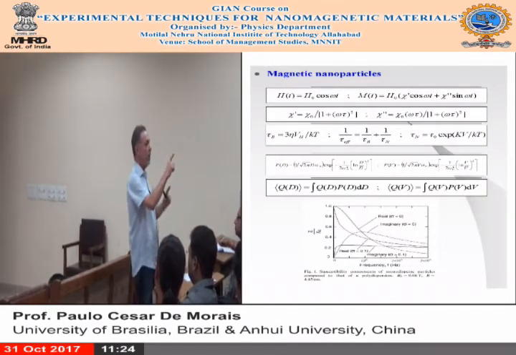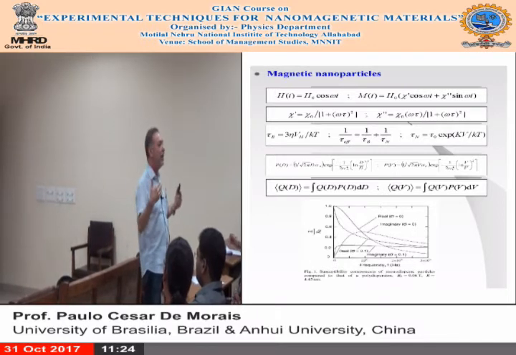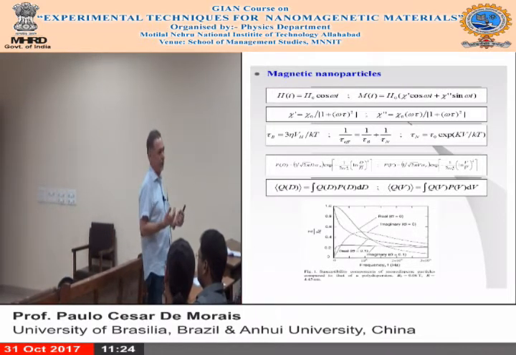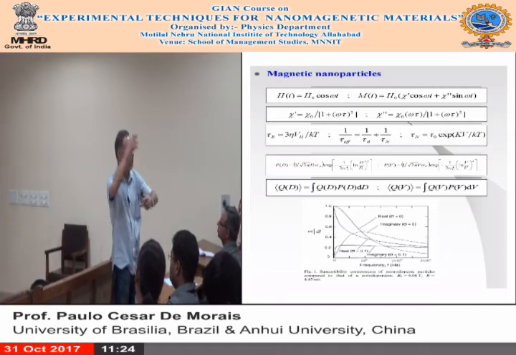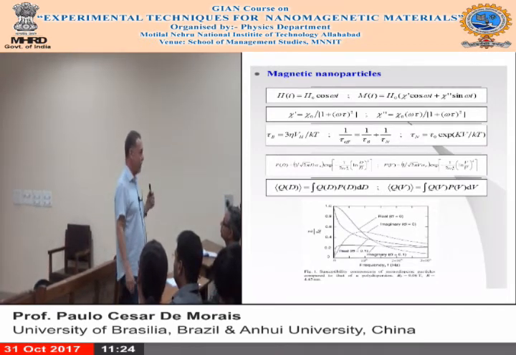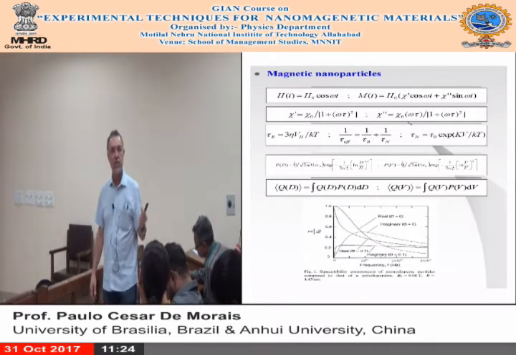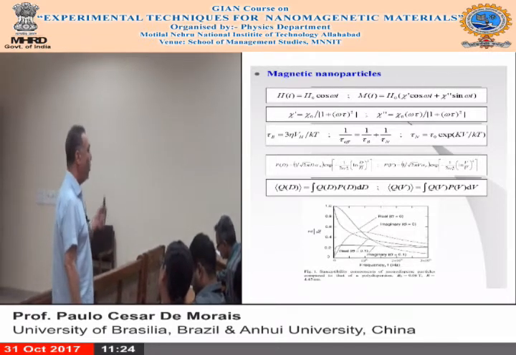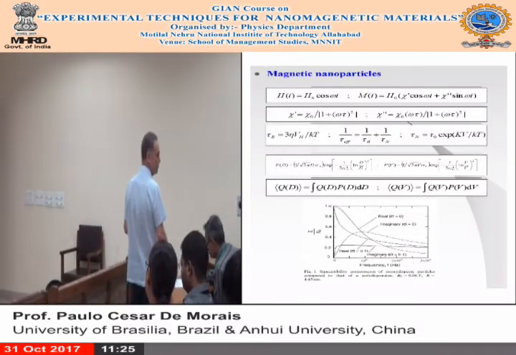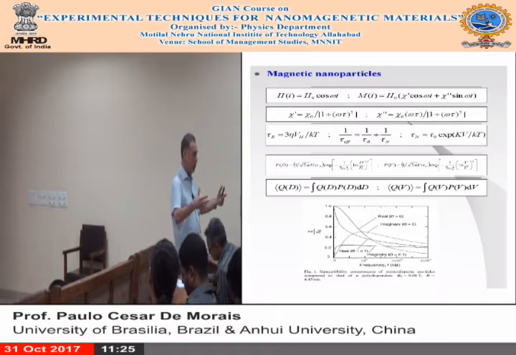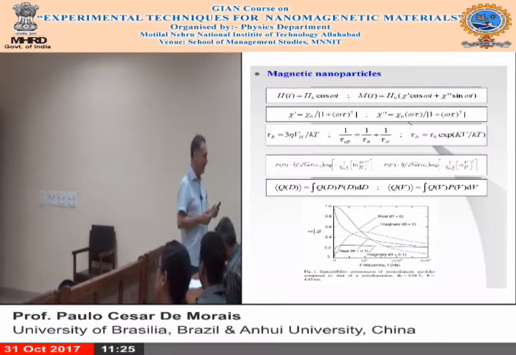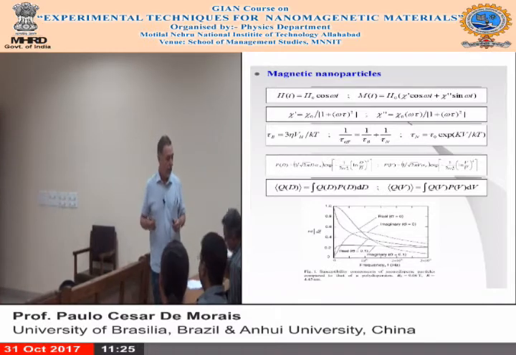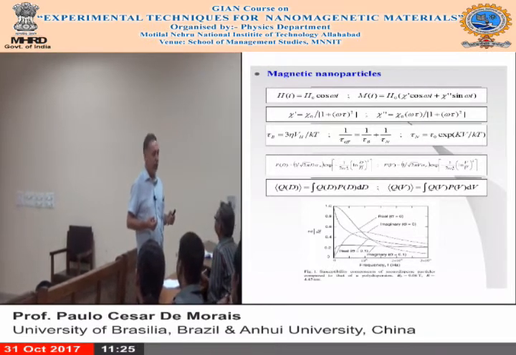One is relaxation of the magnetic moment with respect to the easy axis. We call this the Néel relaxation time. The other one is the relaxation time of the particle itself, turning, rotating. This is the Brownian relaxation time. The frequencies are completely different, orders of magnitude different. But when this comes together, the effective relaxation time is a combination of the two. Okay? You have to keep this in mind. The Brownian and Néel relaxation.